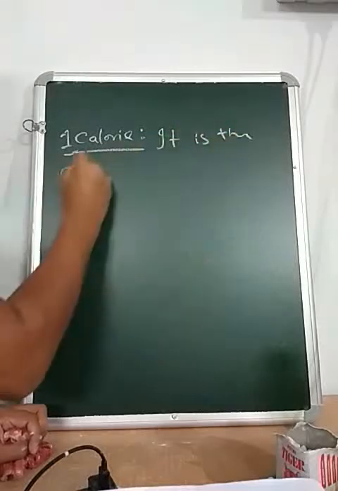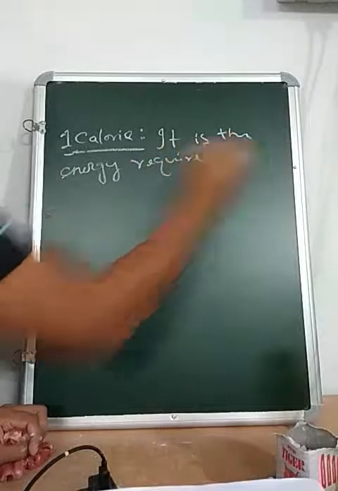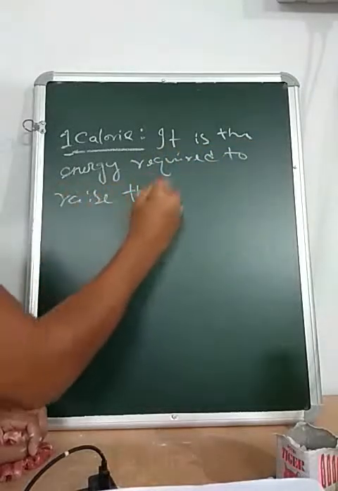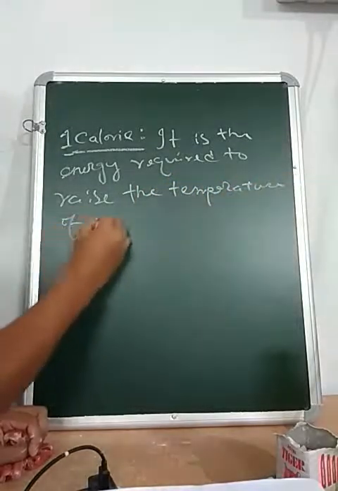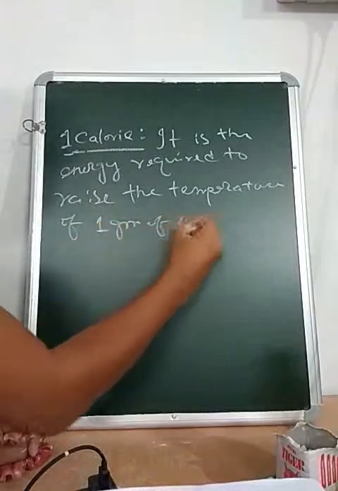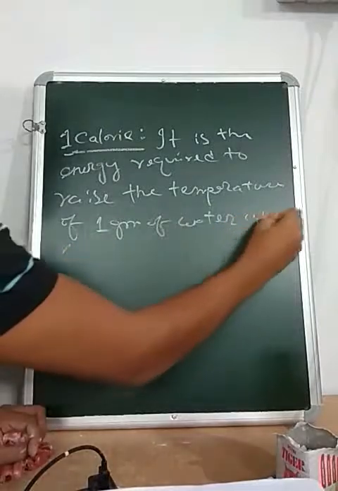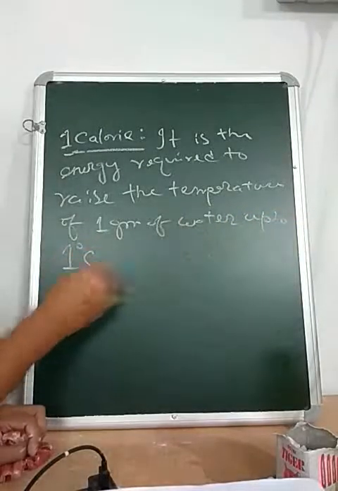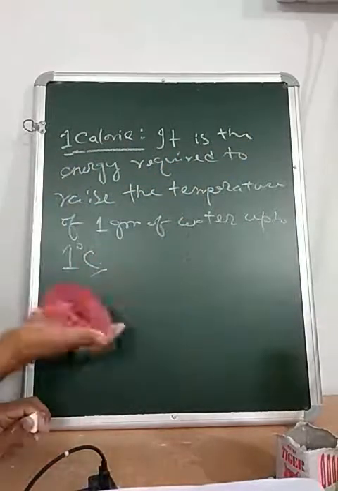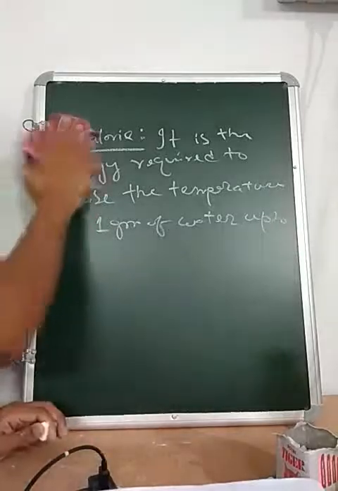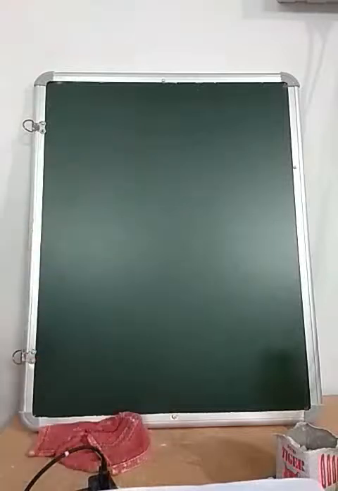So what is 1 calorie? It is the energy required to raise the temperature of 1 gram of water by 1 degree Celsius or 1 degree centigrade. That amount of energy is called 1 calorie.